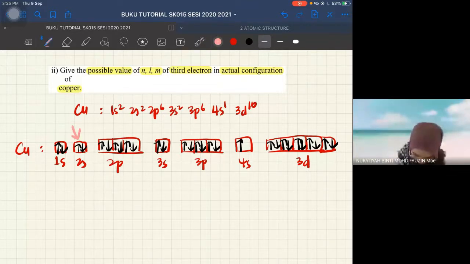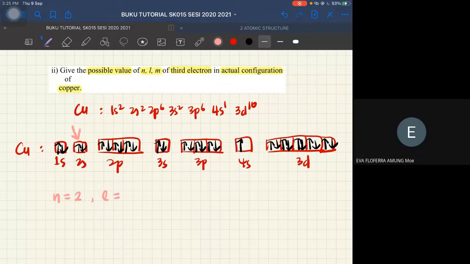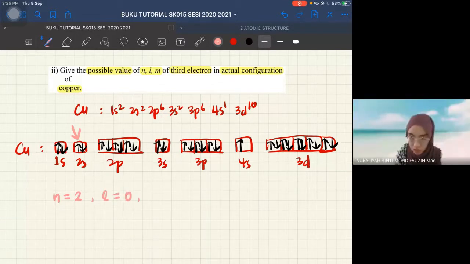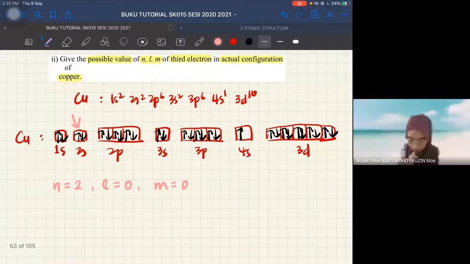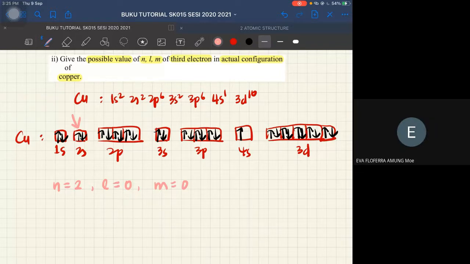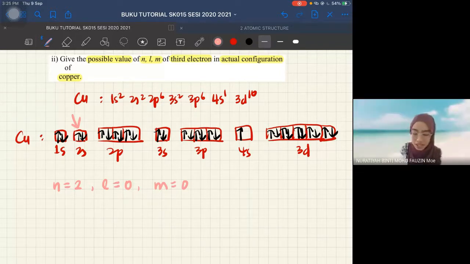Satu ni, maksudnya n awak equals to 2, l equals to 0, m equals to 0. Itulah awak punya possible value. Boleh tak value lain? Tak, because s is 0. Okay, so m awak memang 0 je lah because bila l equals to 0, m equals to 0 saja.